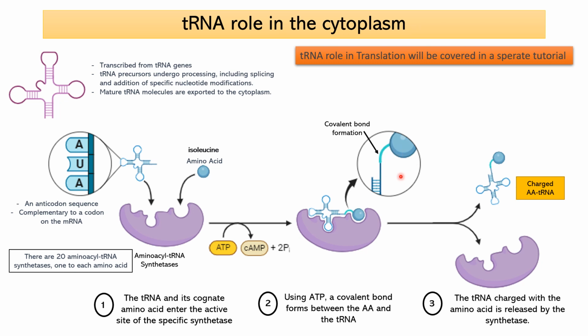A covalent bond will be formed between the amino acid and the corresponding tRNA. Once this bond forms, the tRNA will dissociate from the synthetase, and this tRNA is now called a charged tRNA, which is a tRNA bound to its corresponding amino acid. That's the main process of how tRNA is bound to amino acids. However, this is not the end of the role of tRNA. They will next go and bind to ribosomes and get involved in the translation process. We will discuss this in the next video, so stay tuned for that.